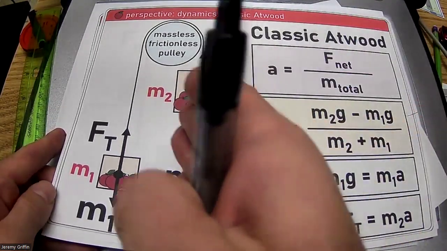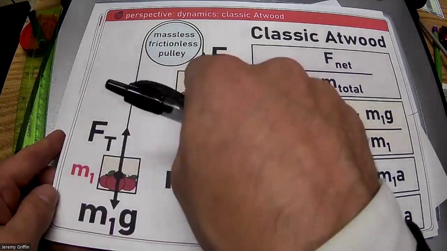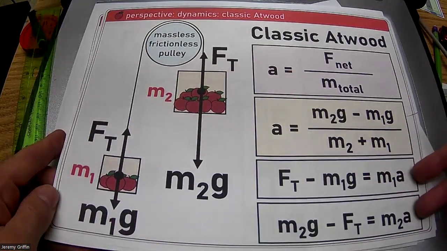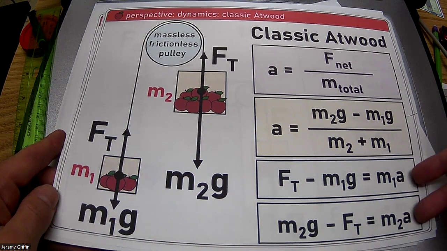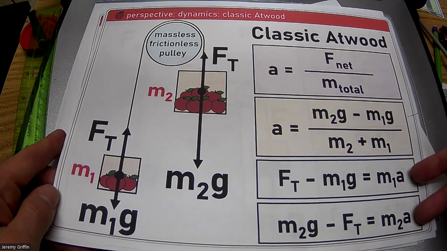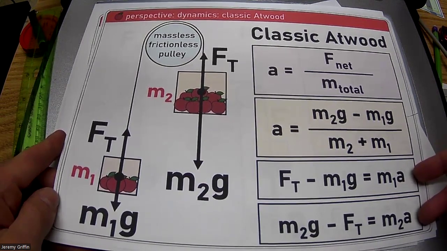And to figure out the tension, you either want to focus on only that block or only that block. You can pick either one. And I have a green equation for each one of them. Now, they're both Newton's second law of motion, but they only apply to one or the other block.